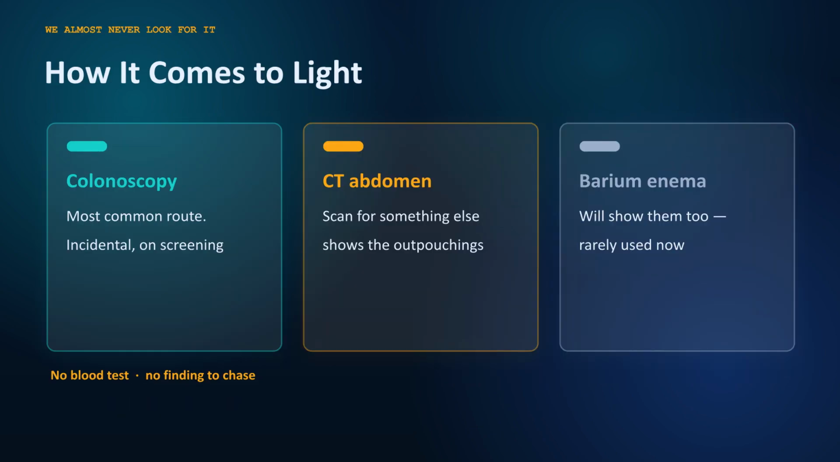How does diverticulosis usually come to light? Most often exactly the way it did here, incidentally, on a colonoscopy done for screening. Computed tomography of the abdomen is the second common route. A scan ordered for something else shows scattered outpouchings along the sigmoid. Barium enema will show them beautifully too, though it is rarely used now. There is no blood test for diverticulosis, no inflammatory marker, and no imaging finding you should go chasing. So the point worth remembering is this: we almost never look for it, we find it. Which means the finding usually arrives without a symptom attached to it, which is exactly why the counseling matters here far more than the workup does.